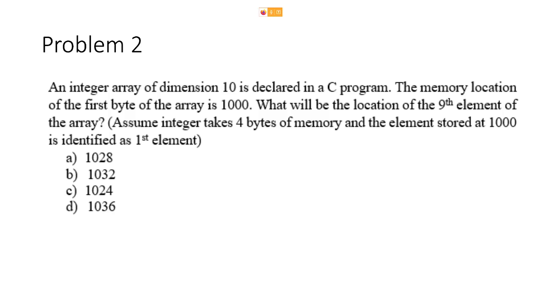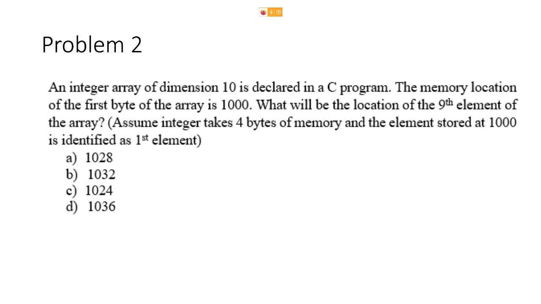So the first element is at address 1000. The elements in the array are of type integer. Every integer takes 4 bytes. So the first element is starting at 1000, 1001, 1002, 1003, and up to 1004. These many bytes will be taken by the first element. Second will start at 1004.